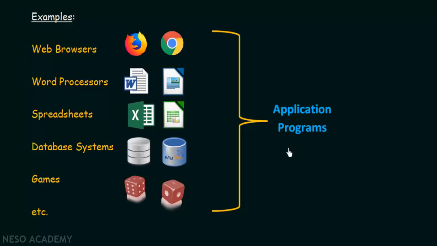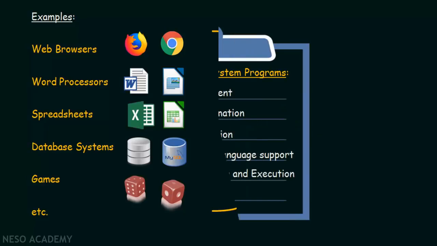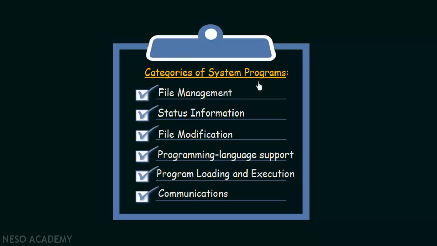Alright, so let us have a quick recap of the system programs, which was the main focus of this lecture. What were the categories of system programs that we discussed? The categories of system programs that we discussed in this lecture are file management, status information, file modification, programming language support, program loading and execution, and communications. These are the categories into which we can divide our system programs.